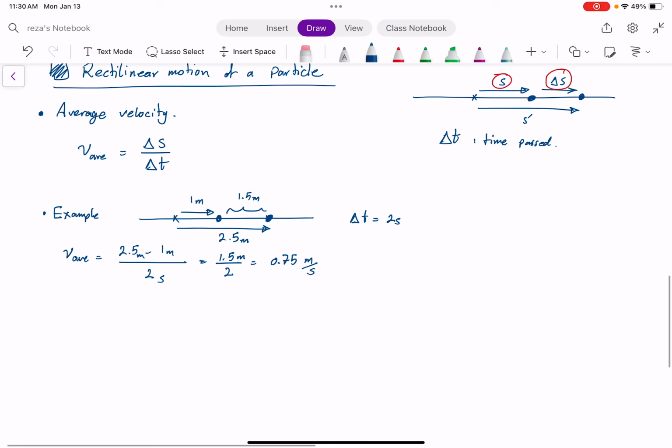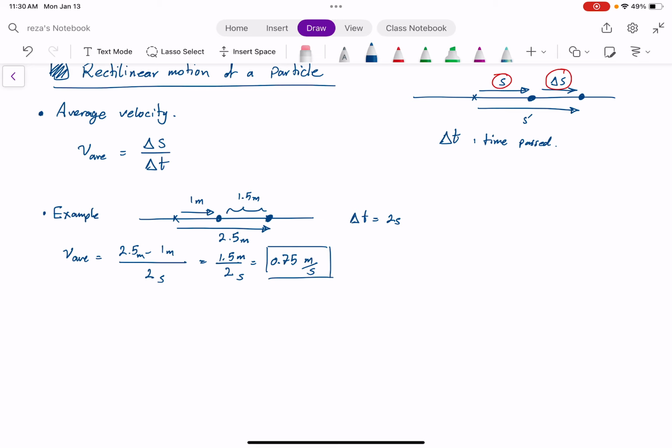Let me be complete on the units, and that is the average velocity. Is my calculation correct? Yes, looks correct enough. So we are displaced 1.5 meters in 2 seconds, meaning that on average, I was displacing 0.75 meters for every second. And that added up to 1.5 meters of displacement in 2 seconds.